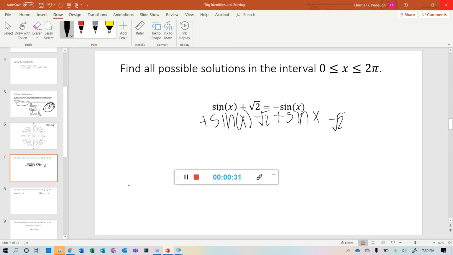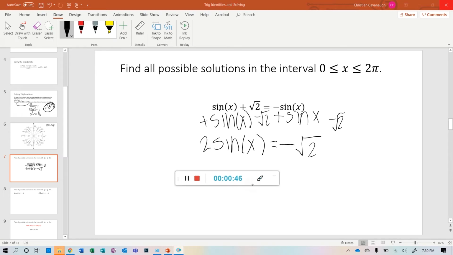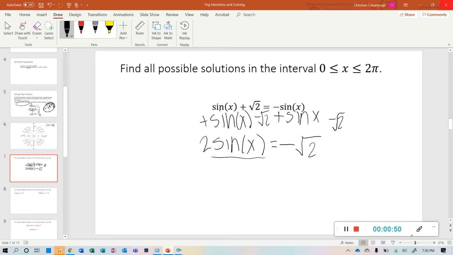So now on this side I would have sine x plus sine x, which is going to be 2 sine x. And on the other side, I got rid of my negative sine x over there, so now all I have is negative square root of 2. And so then at that point, we just need to divide by the 2 in the front of the sine x. And we would get, that would cancel. And sine x equals negative square root of 2 over 2.